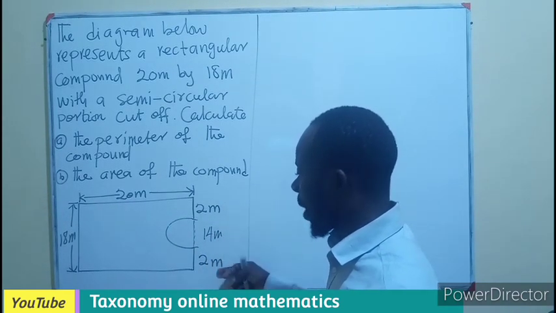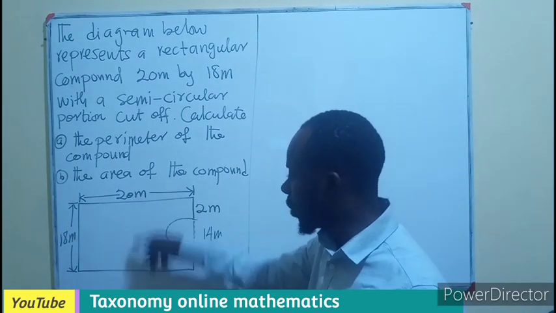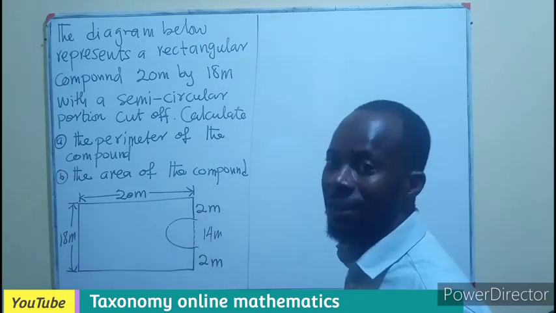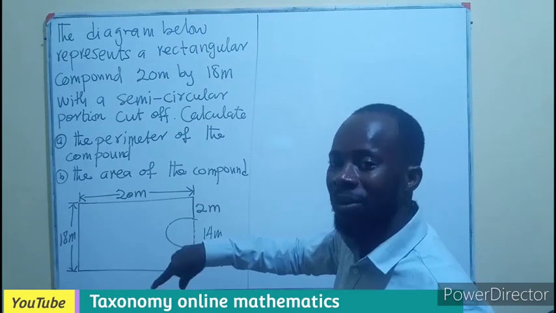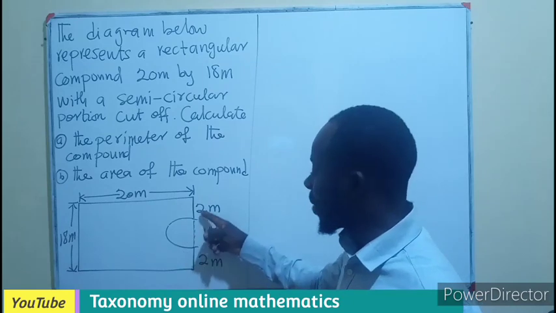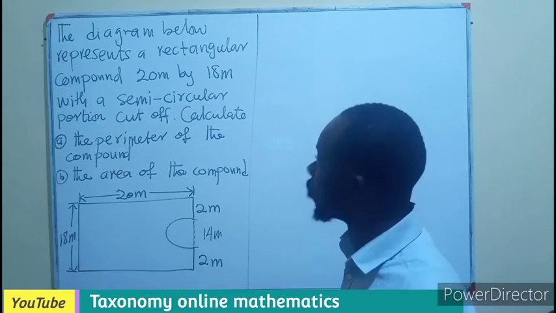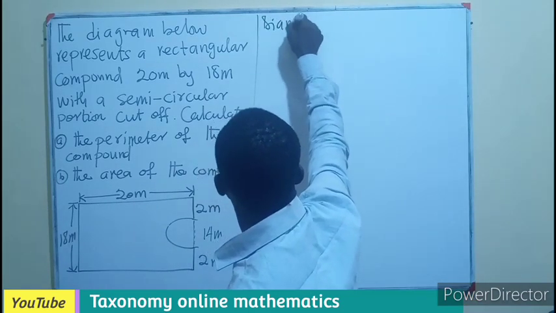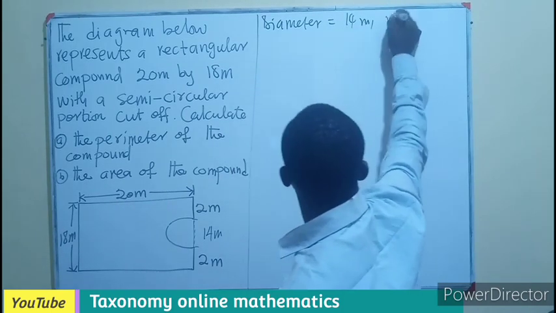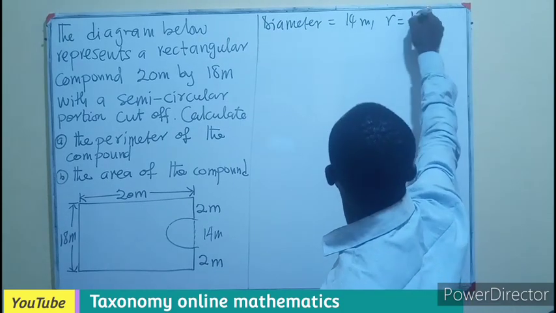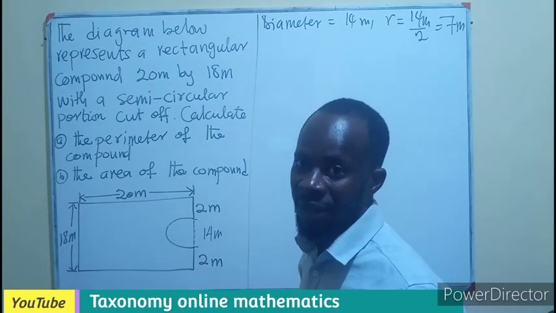So 14 plus 2 plus 2 gives 18. Since it's a rectangle, the lengths are the same, so the length is 20, 20 and the width is 18, 18. Now, this 14 becomes the diameter of the semicircle. To find the radius, we divide the diameter by 2. So our diameter is 14 meters, then the radius is diameter over 2, so 14 meters over 2 gives 7 meters.